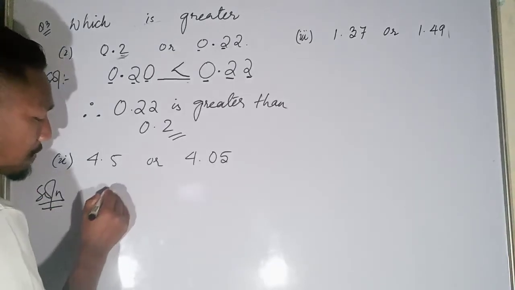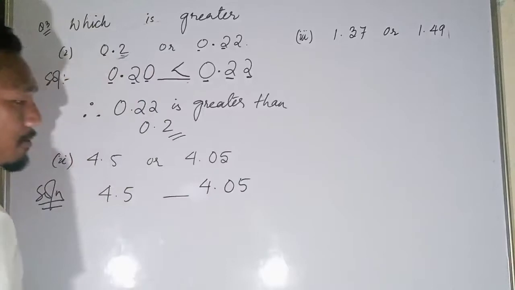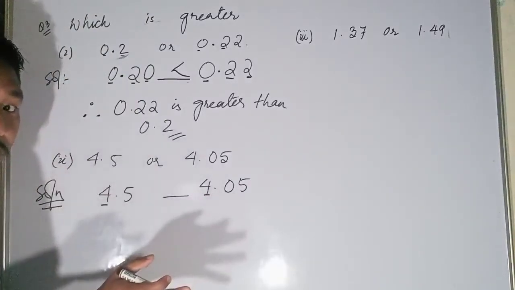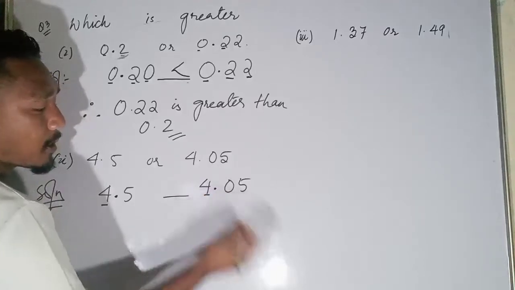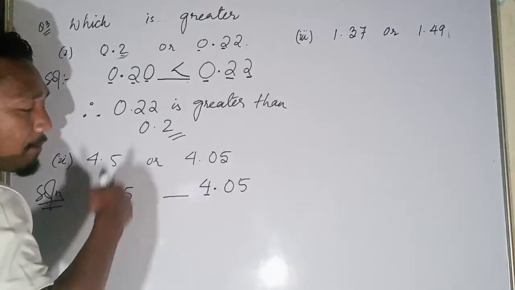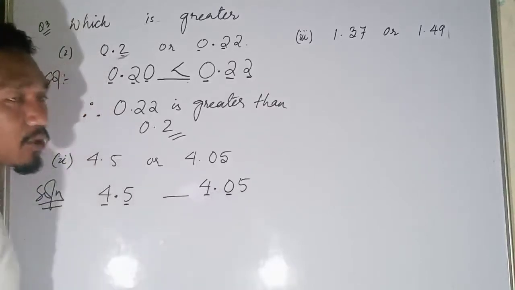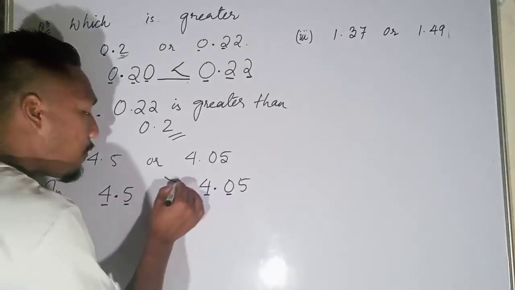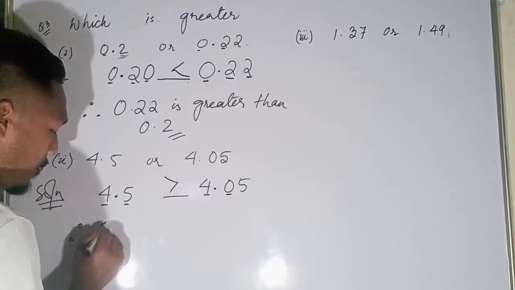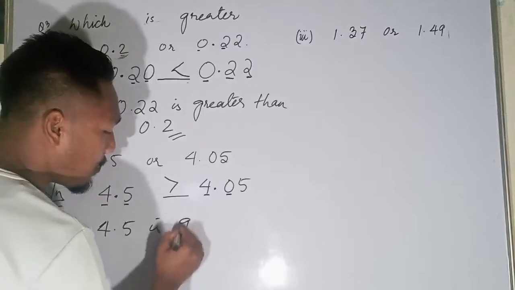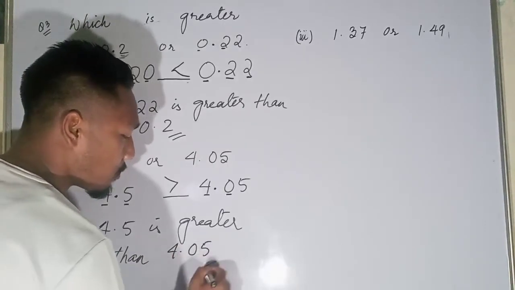Now let's compare 4.5 and 4.05. The 4 and 4 are the same, equal, so no one is bigger. Next we have a point and a point, equal again, since after one digit they both have a point. Next we have 5 here and 0 here. Between 0 and 5, which one is bigger? 5 is bigger, that means 4.5 is bigger than 4.05. Therefore 4.5 is greater than 4.05. So this is your answer.